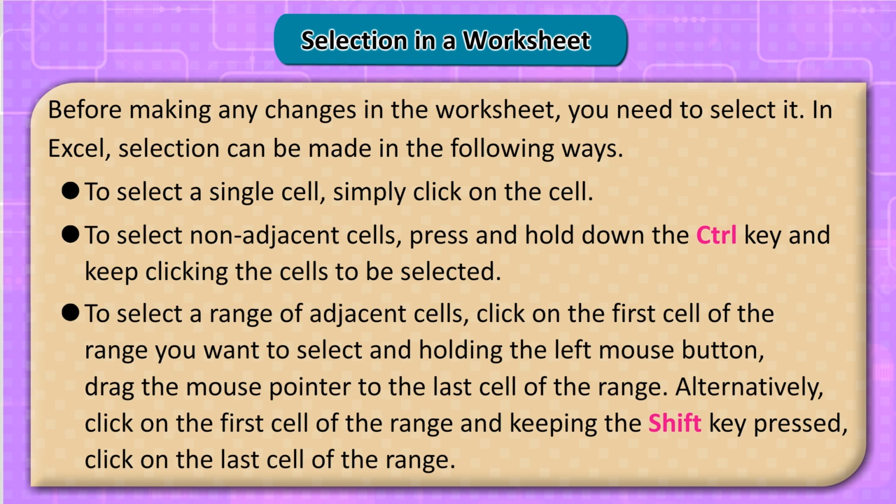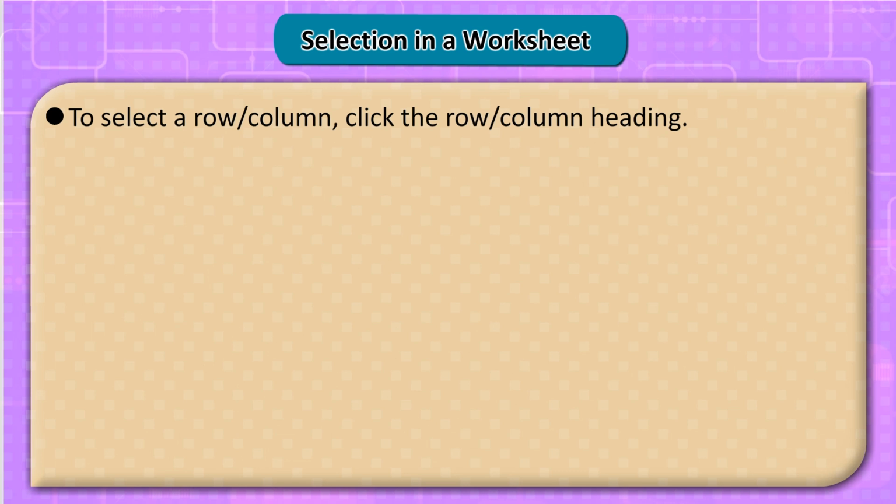To select a range of adjacent cells, click on the first cell of the range you want to select and holding the left mouse button, drag the mouse pointer to the last cell of the range. Alternatively, click on the first cell of the range and keeping the Shift key pressed, click on the last cell of the range. To select a row/column, click the row/column heading.